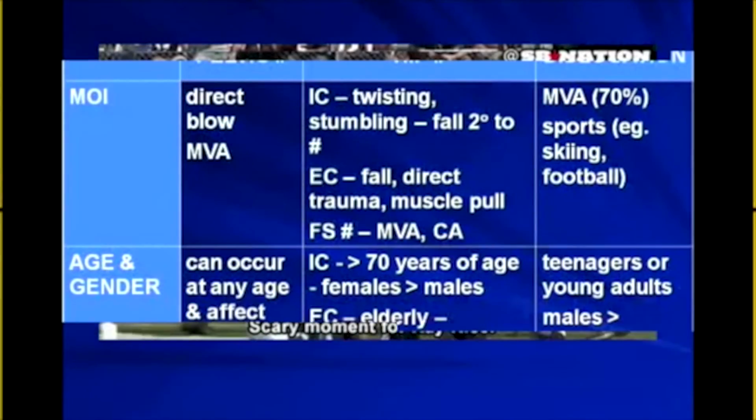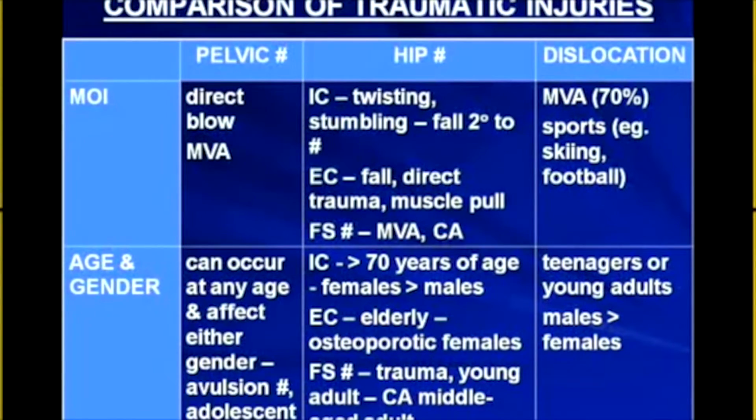So we need to look at traumatic injuries from the standpoint of, how would we know? How would a pelvic fracture compare to a hip fracture compare to a dislocation? What do we know about those? We know that pelvic fractures are often caused by a direct blow. We know that hip fractures are often described as intracapsular or extracapsular. What's important about an intracapsular or Garden-type fracture is that they're often caused by twisting and stumbling. So, for example, tripping on a floor mat.